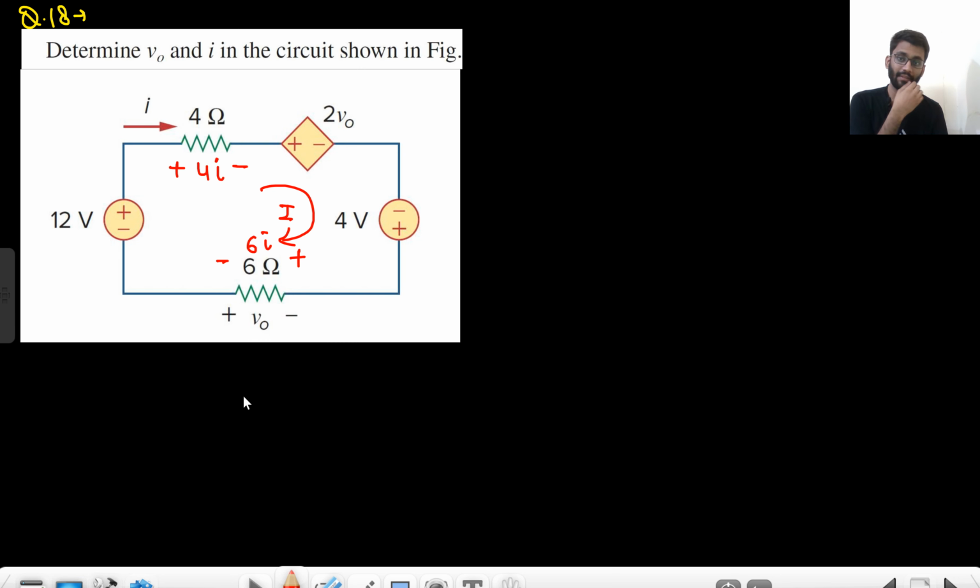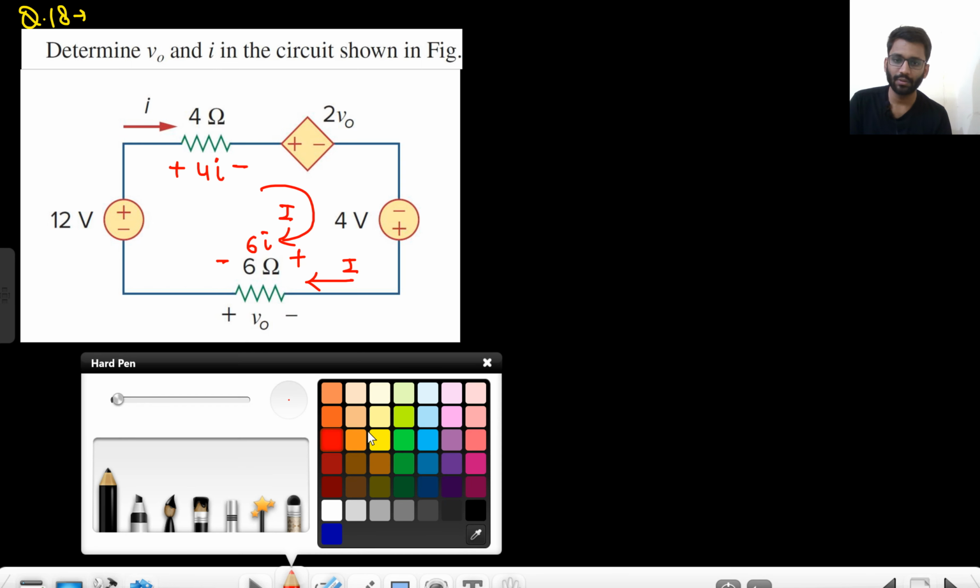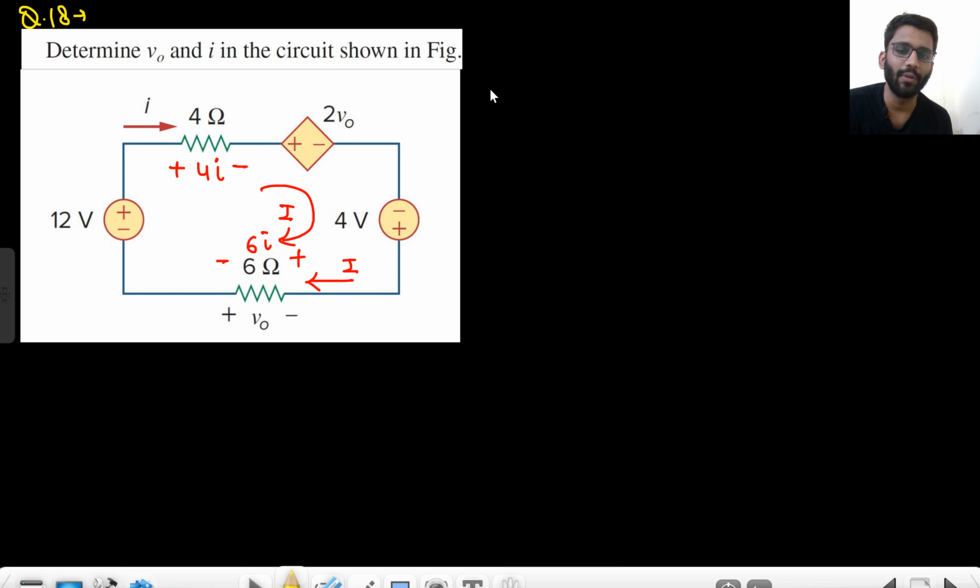Did you understand it? This complete current is flowing in this loop as well. So this drop will be 6I from high potential to low potential. The current I is going like this. So this drop will be 6I. So V0 is equal to minus 6I. Did you understand this point? V0 is equal to minus 6I, because the current I is like this.